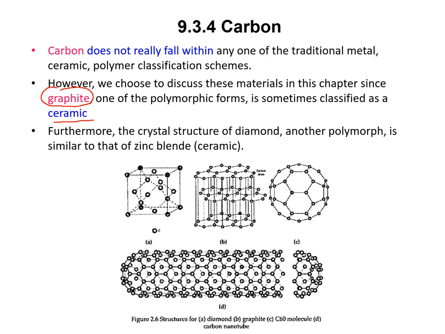So if you look at Figure 2.6, this is the diamond structure, this is graphite, and this is what we call the C60 molecule, and this is the carbon nanotube.